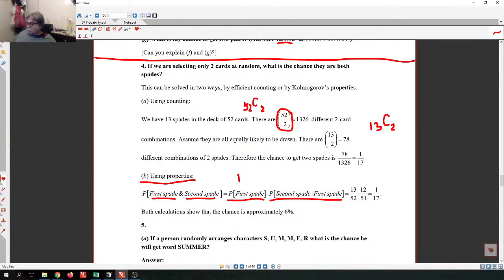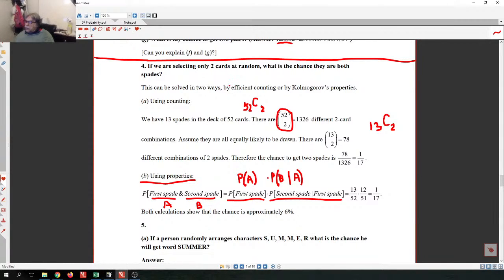So this is probability of event A, first spade, times probability of B given A. That's how we write conditional probability. That's property number 6 of probability, right? That's how we get probability of A and B. So this is like A and B. That's what the property of probability says.